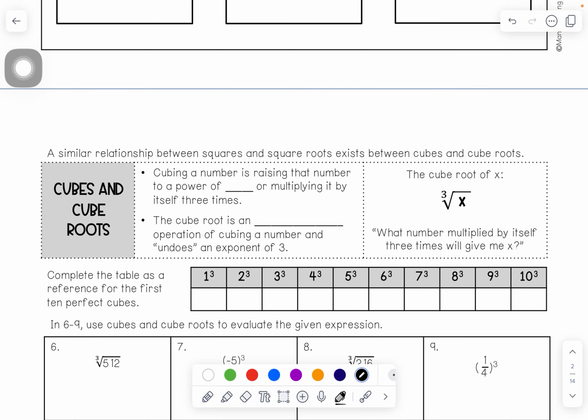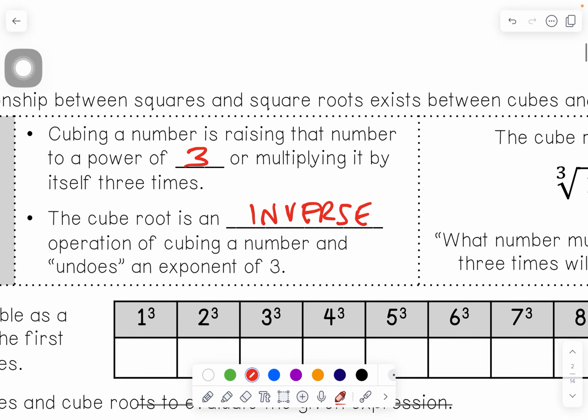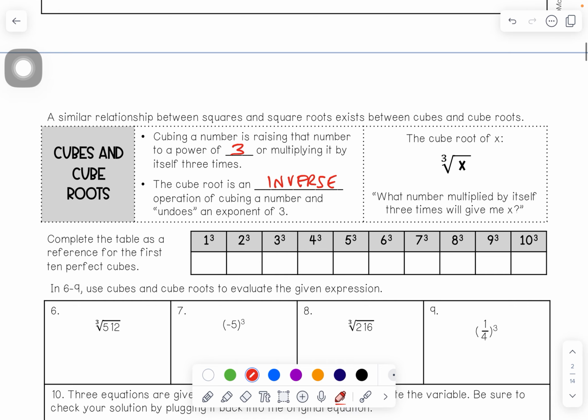Cubing a number is very similar to squaring a number, except now we're talking about a power of 3, or multiplying it by itself 3 times. Again, the cube root is an inverse operation to get rid of cubing something. Will you have as many of these memorized as you do perfect squares? Probably not. So you can fill in this table with me, or you can push pause and fill it in yourself.